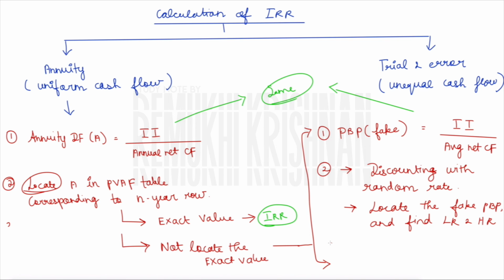After arriving at this lower rate and higher rate, I will find my net present value at the lower rate and net present value at the higher rate. After finding all of these, I will substitute those values in the interpolation formula, that is, LR plus net present value at lower rate divided by net present value at lower rate minus net present value at higher rate, into higher rate minus lower rate.